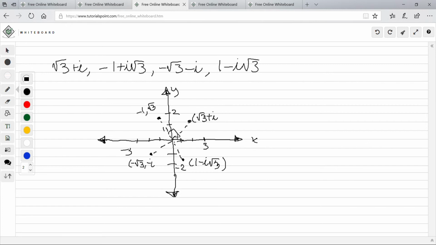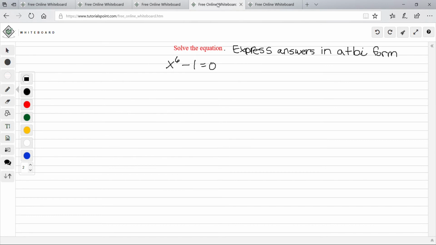So yeah, that's how you find all the fourth roots of the complex number negative 8 plus 8i times square root of 3, and you should get four roots, which is root 3 plus i, negative 1 plus i root 3, negative root 3 minus i, and then 1 minus i root 3. And then you could just graph it in a Cartesian plane, and that's how it looks like. Okay, let's do our last one.